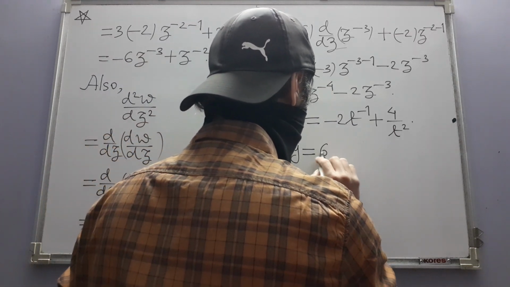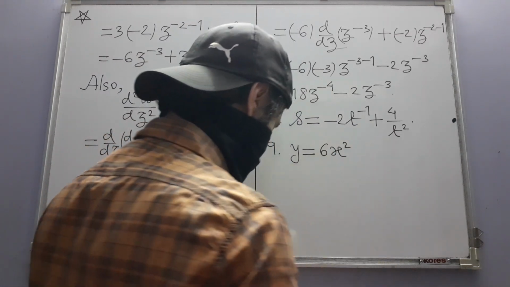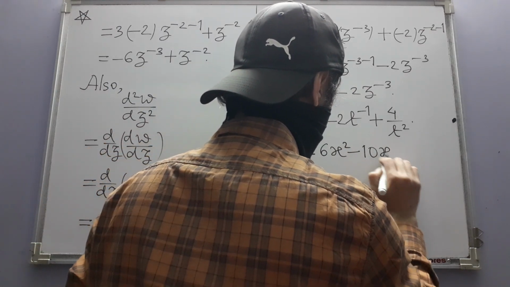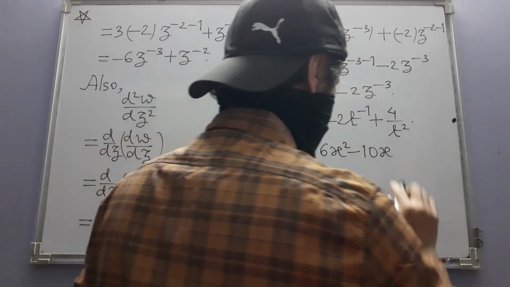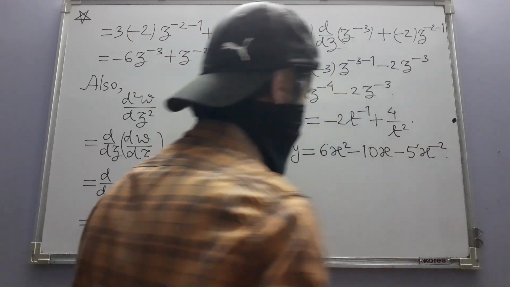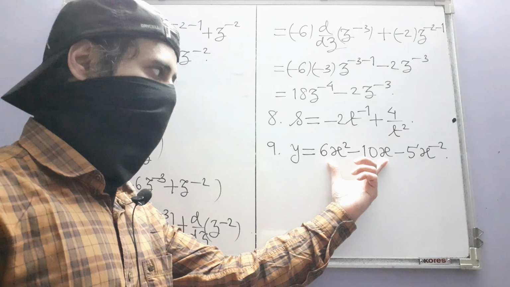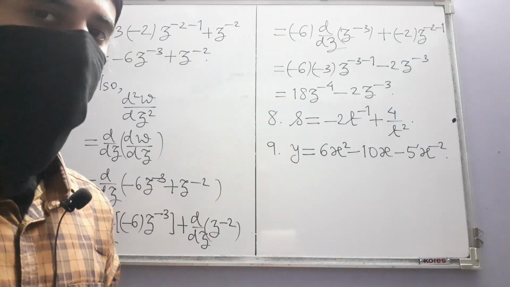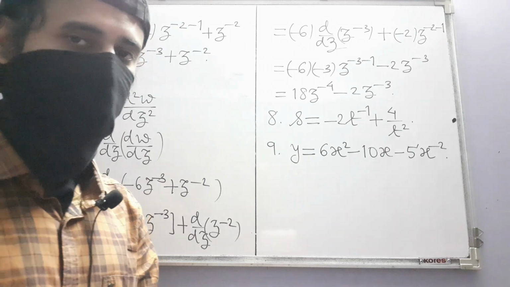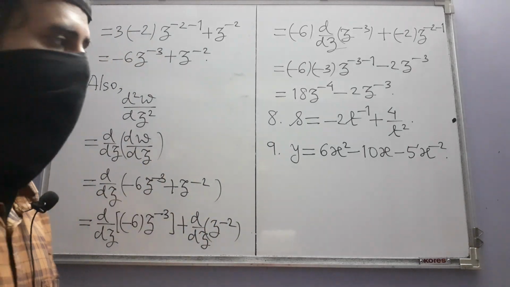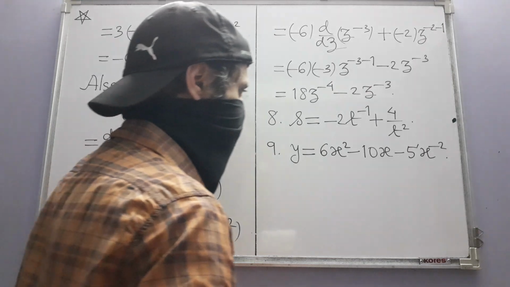Y is equal to 6x squared minus 10x minus 5x to the power minus 2. Although this part looks like a polynomial, as a whole the function is not a polynomial because a negative exponent is involved. This one also I won't do. It's left to you. You know what to do.